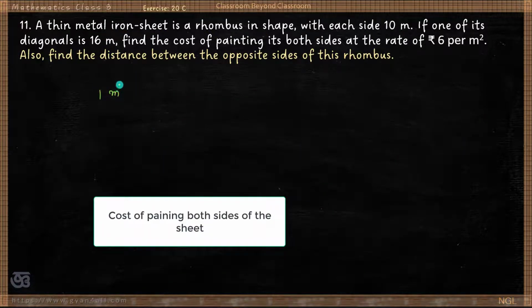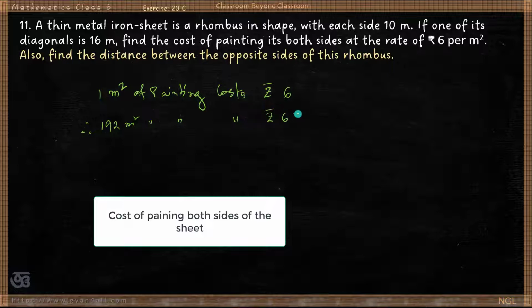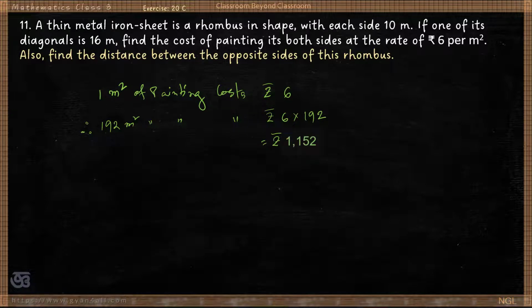So 1 meter square of painting cost ₹6. Therefore, 192 meters square of painting cost ₹6 multiplied by 192, and that is equal to ₹1152 is the cost of painting both the sides of the rhombus, both the sides of the iron sheet.